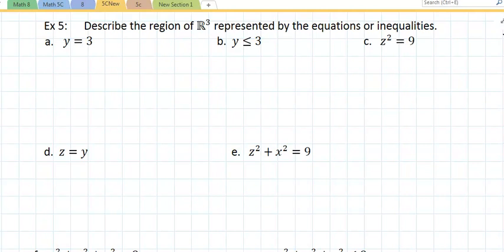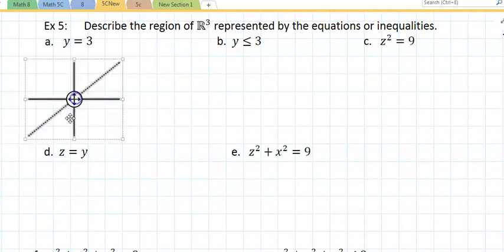Okay, continuing on. Example 5. Describe the region of R3 represented by the equations or inequalities. If I have y equals 3, how would that look? My graph would look like, I'll go on the y-axis, and I'll move 1, 2, 3, and I'll draw a plane since there are no x and no z, and it looks something like this. Of course, that's an infinite plane.